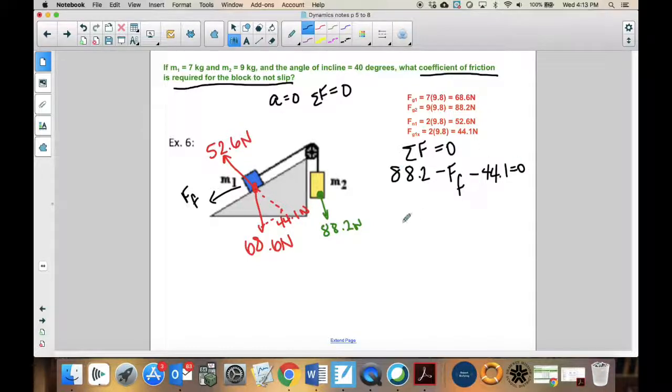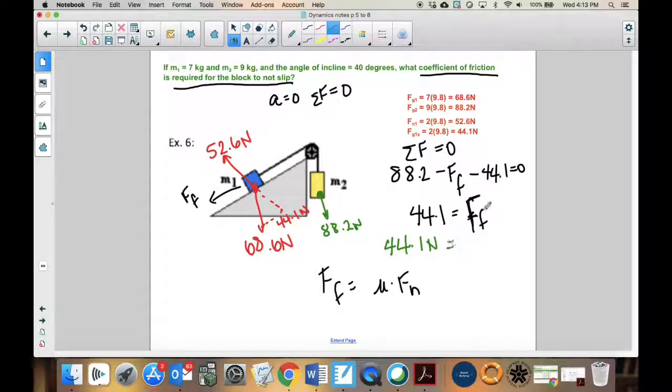So 88.2 minus 44.1 is 44.1. And if I add my force of friction to the other side, then what I'm saying is I need 44.1 newtons of friction to stop it from moving anywhere. Okay, well, let's think about friction. We have an equation for friction that is this. It doesn't matter which one you go with, let's just keep with where we are. We have 44.1 newtons, and that is supposed to equal the force of friction.